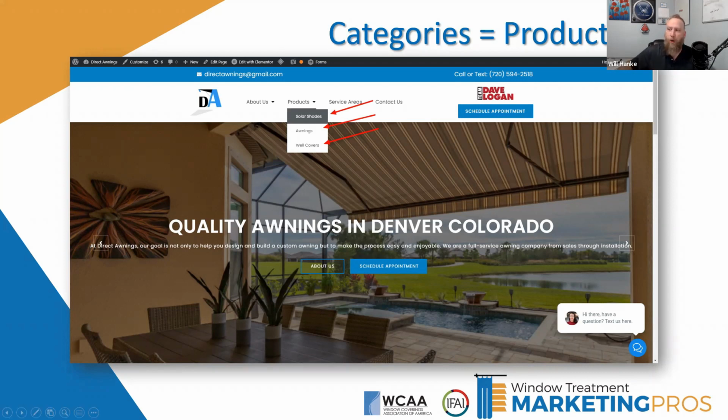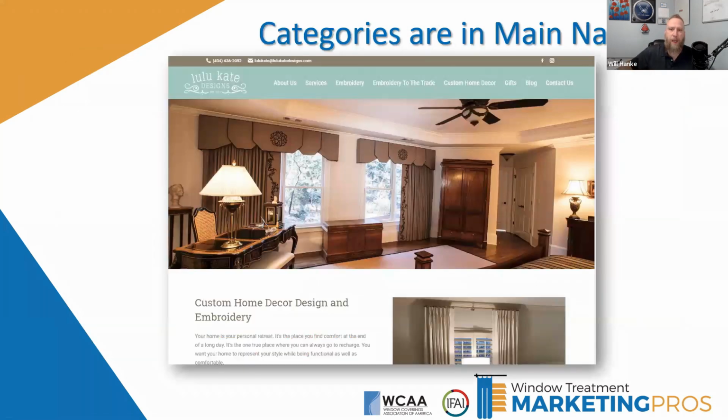The other way to go about it is just look at your main navigation. When you built your website, a lot of times these top navigation items are the most important things, right, that you want your visitors to click on. So embroidery, custom home decor, gifts, that kind of stuff. This could be your top line categories as well.